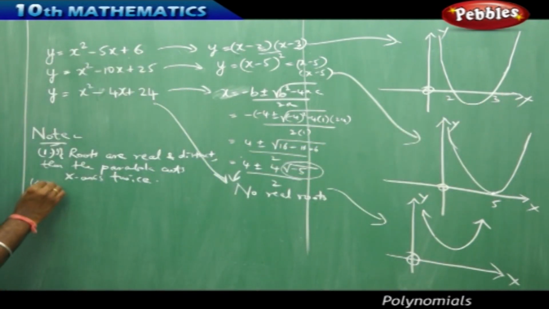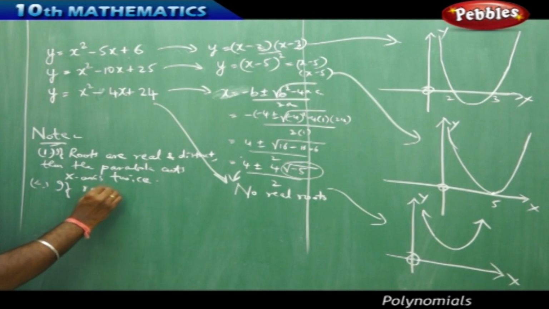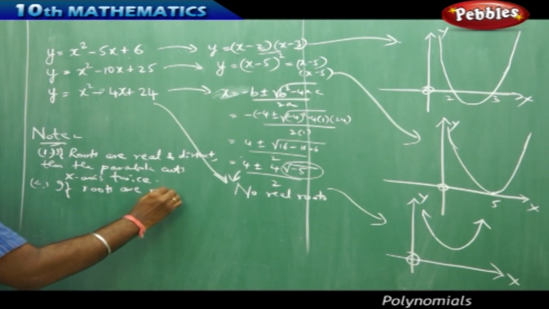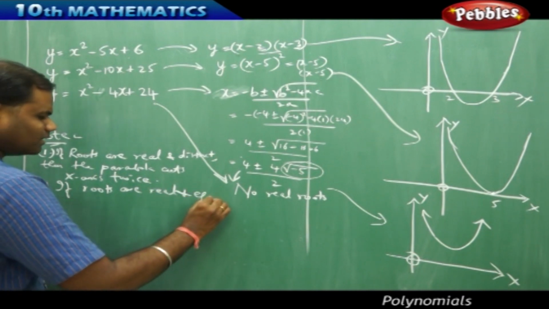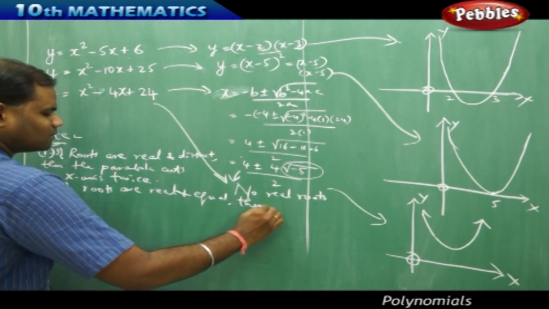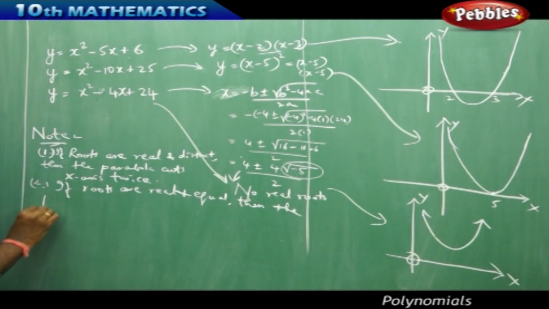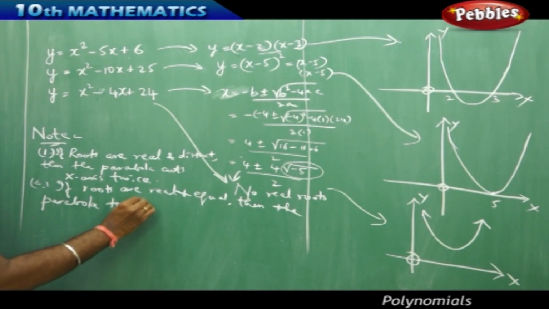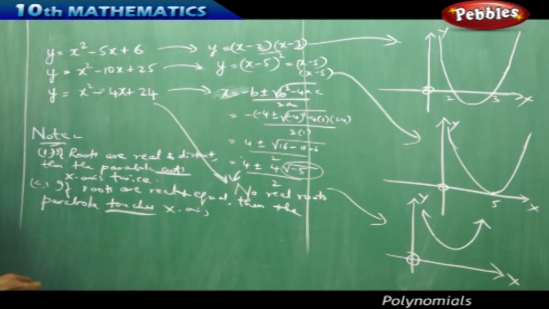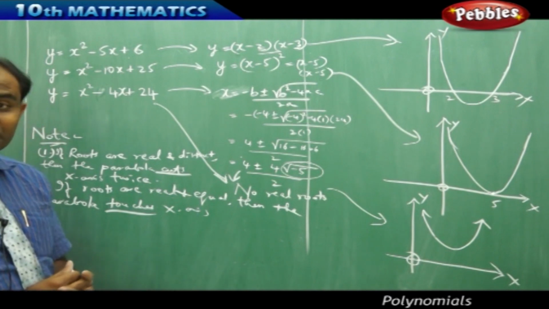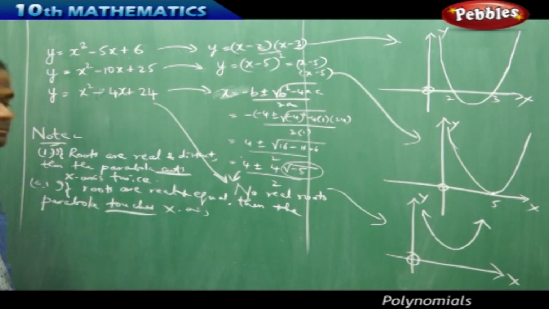Similarly, if roots are real and equal, in the case of the first one being distinct, here if they are real and equal, then the parabola touches the x-axis. Here it cuts, here it is touching, because the roots are repeated and real and equal.